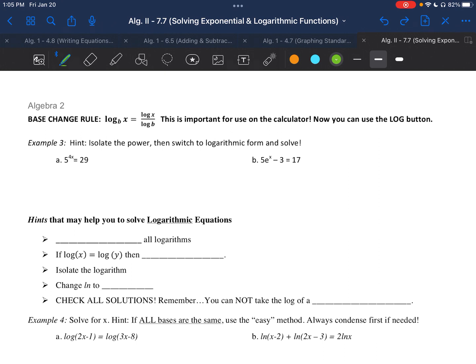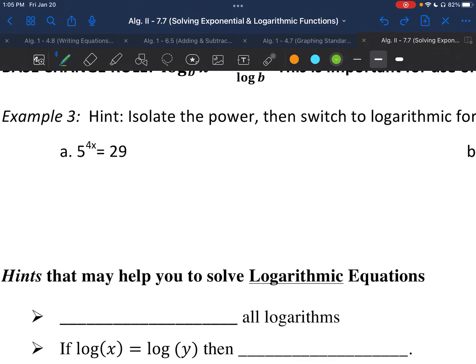So on example 3a, it says 5 to the power of 4x equals 29. It says isolate the power, then switch to logarithmic form. It's actually already isolated as much as we can because 5 is the one being raised with the exponent. So we're going to switch to the logarithm using the spiral thing, where we move the 29 this direction, the 4x this direction. So log base 5 of 29 is equal to 4 times x. So we're saying 5 to some power, 4 times x, is equal to 29.